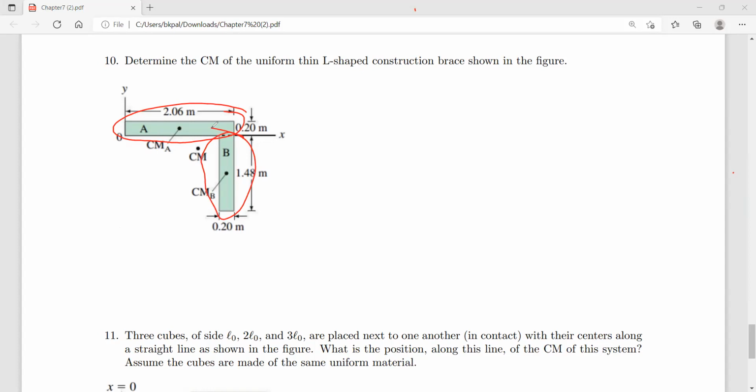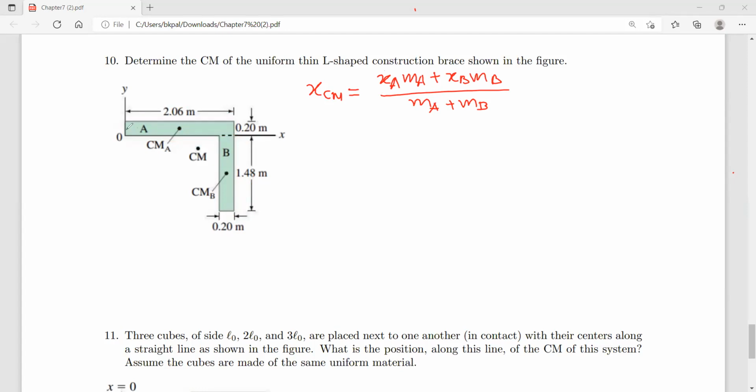So when we have something like this, and the materials are uniformly distributed, then we can think of all the mass as concentrated at this point. By knowing that, XCM will be XA MA plus XB MB, divided by MA plus MB. Now let's see, what is the XA?